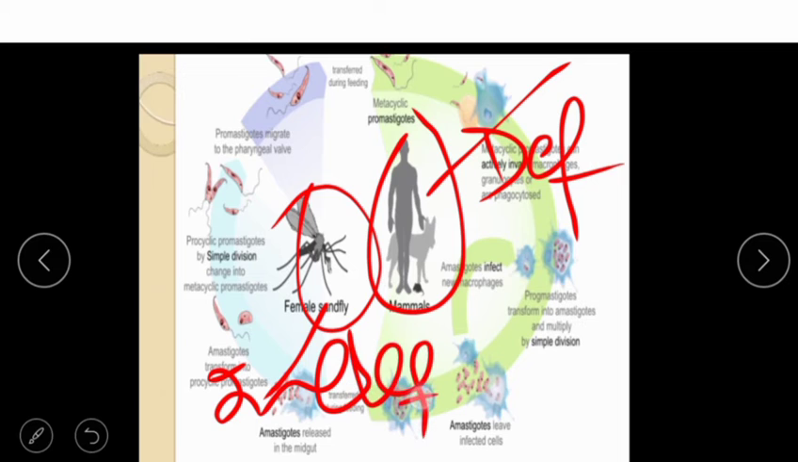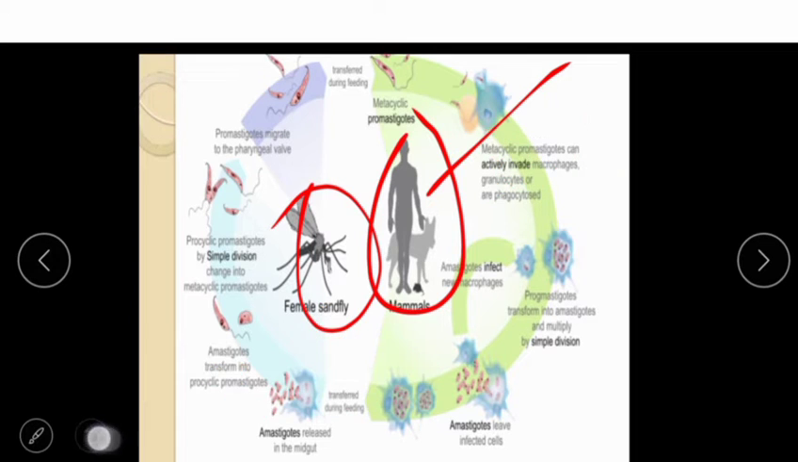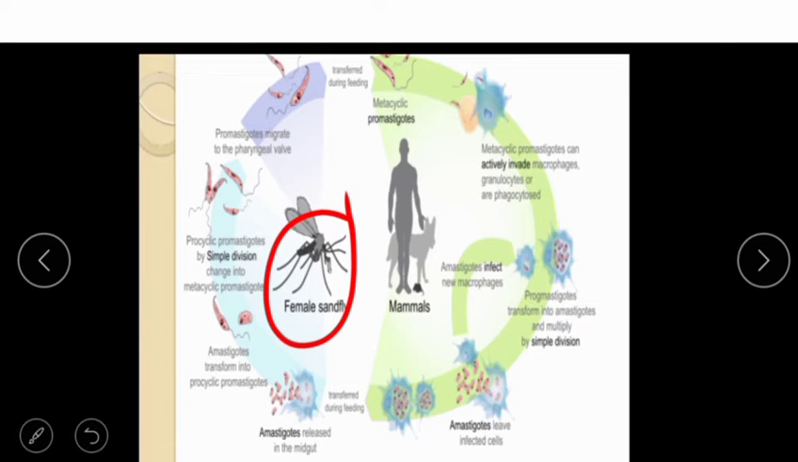Why? Because the sexual reproduction occurs in the sandfly. That's why we discussed first that from the sandfly's midgut, the promastigote form is released, which is the infective form released to the human. So the metacyclic promastigote invades the human body. It first enters, mainly sensitive to the macrophages, granulocytes and some other cells. But these macrophages and mononuclear cells have the tendency to destroy the promastigotes.